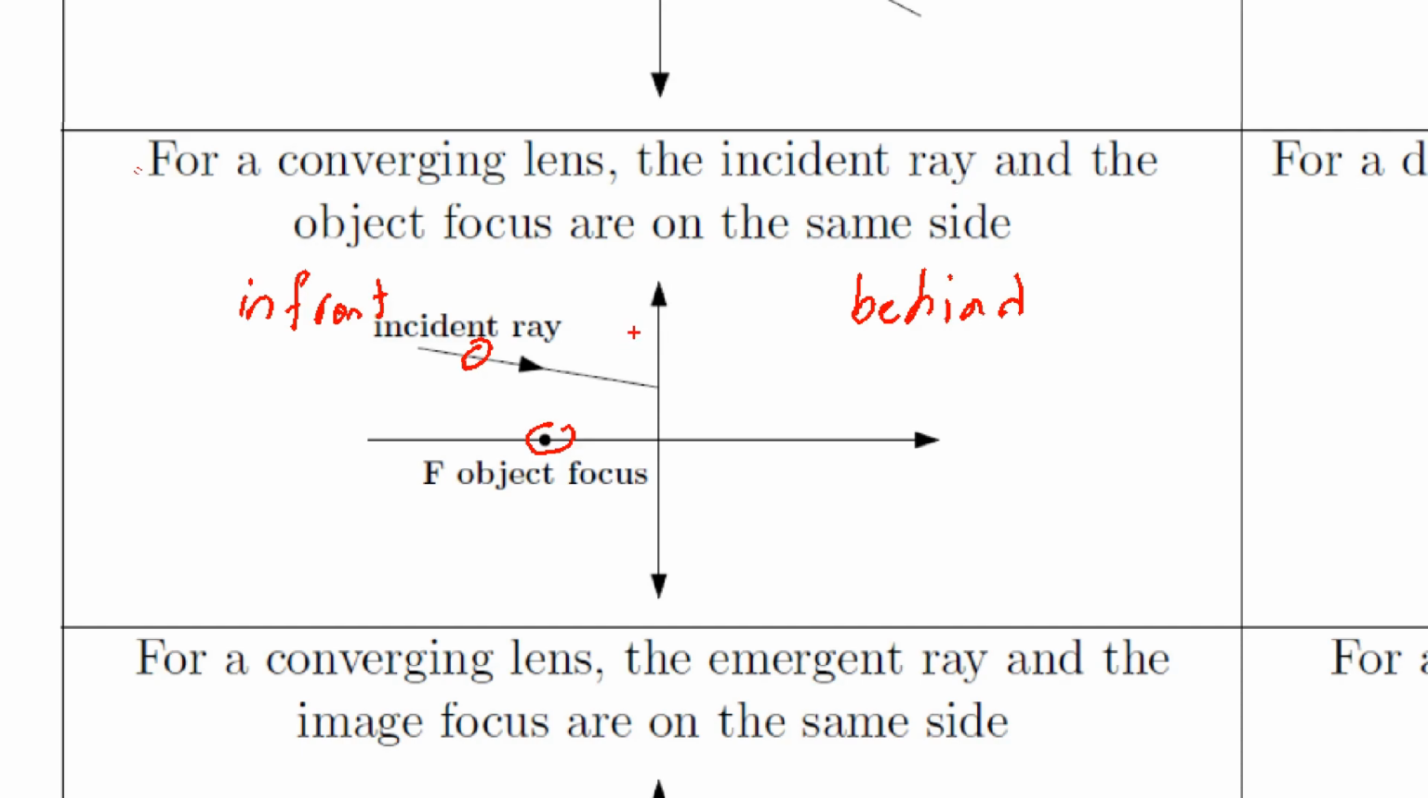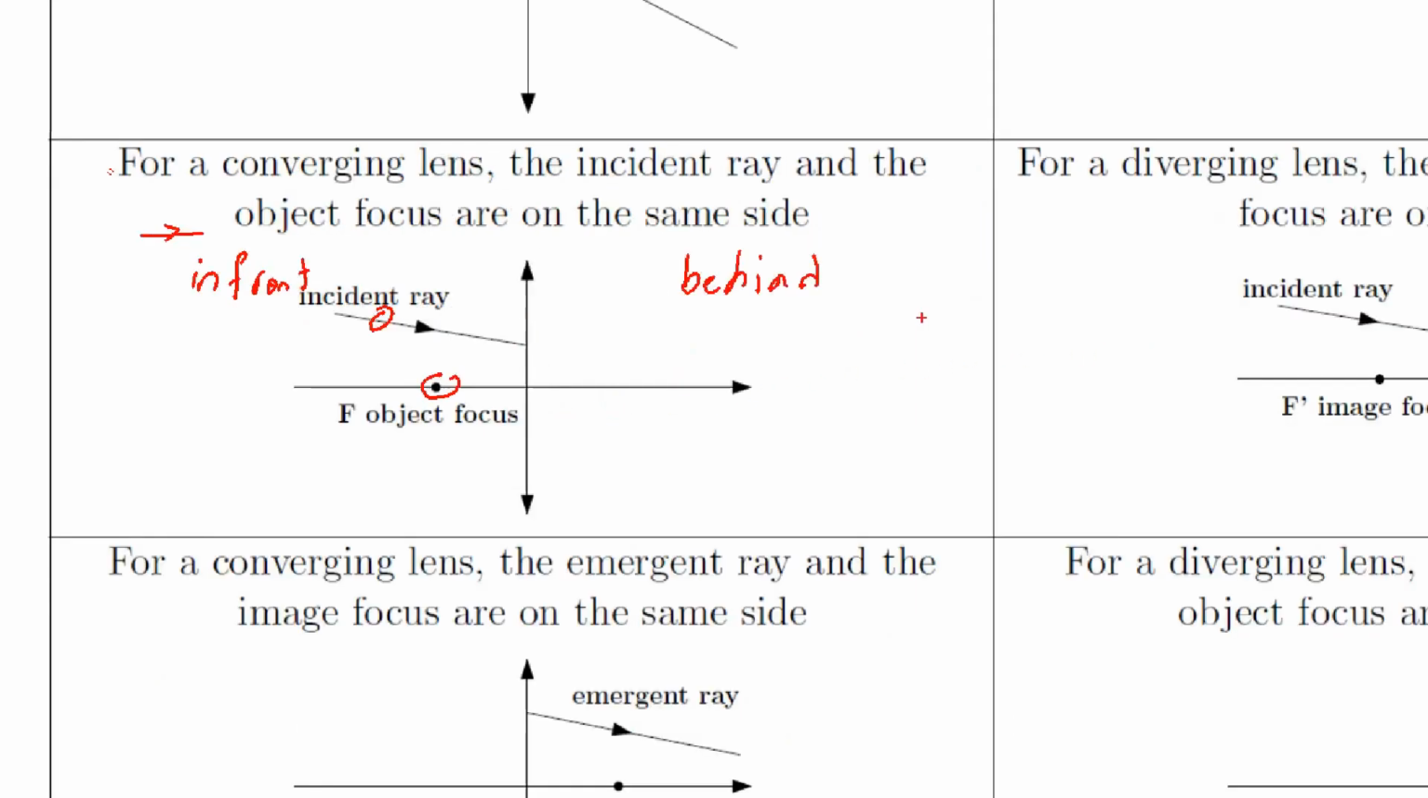Remember that when we constructed the optical system of a converging lens, we stated that because the direction of propagation of light is from left to right, and the lens that we are using is a converging lens, we place the object focus on the left and the image focus on the right. Therefore the incident ray and the object focus for a converging lens are always on the same side.